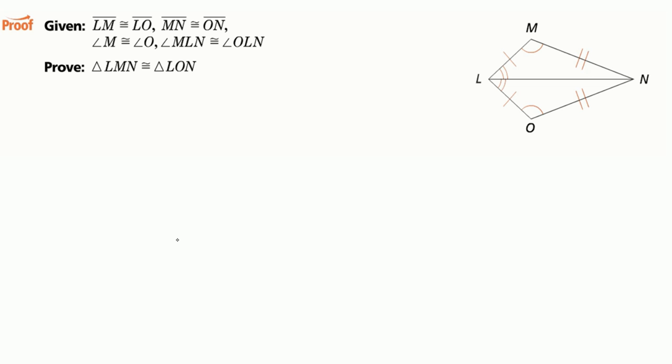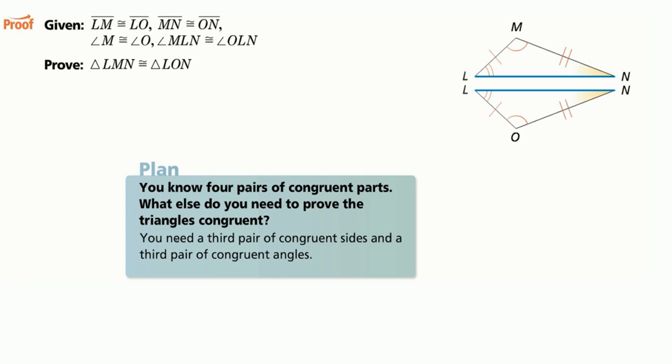Okay, so given. So we're going to prove that these two triangles are congruent. To prove that these two triangles are congruent, I need to prove first that all the sides and all the angles are congruent, so 6 pairs of congruent parts. What else do we need to prove? So I've got 2 sides, I've got 2 angles, so I have to prove at least another pair of angles and another pair of sides.